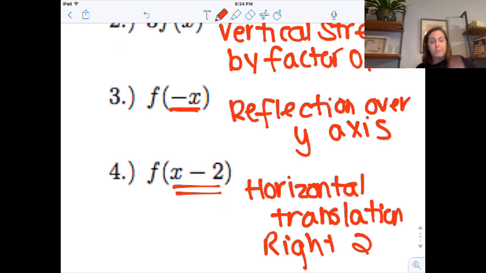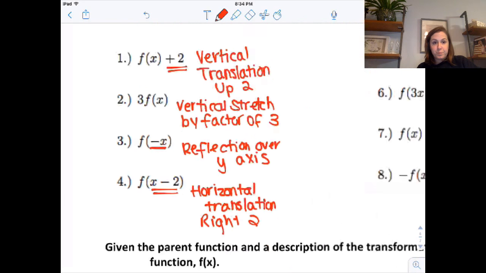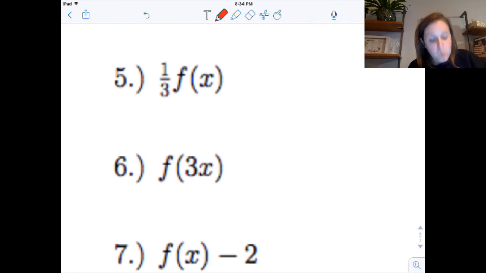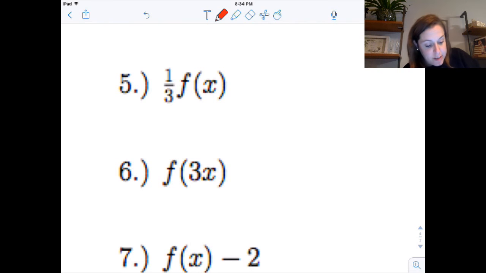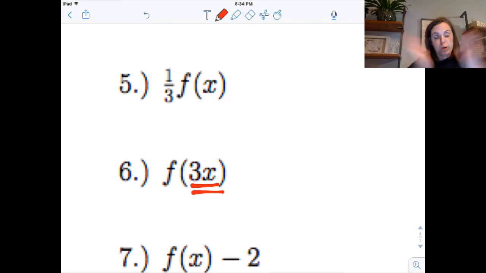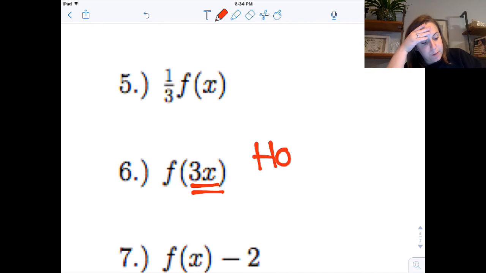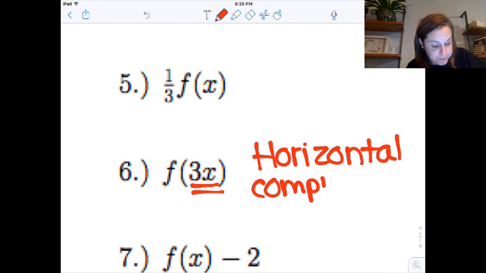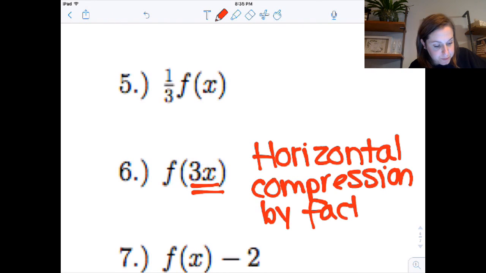Okay. Let's do one more of these, and then we're going to write some equations. So one more of these, f of x equals 3x. So this is inside, which means it's a horizontal change. It's either a horizontal stretch or compression. Now 3 makes you think it should stretch, so that actually means it's going to compress. Horizontal compression by a factor of 1/3. So it's compressing to be 1/3 as that.